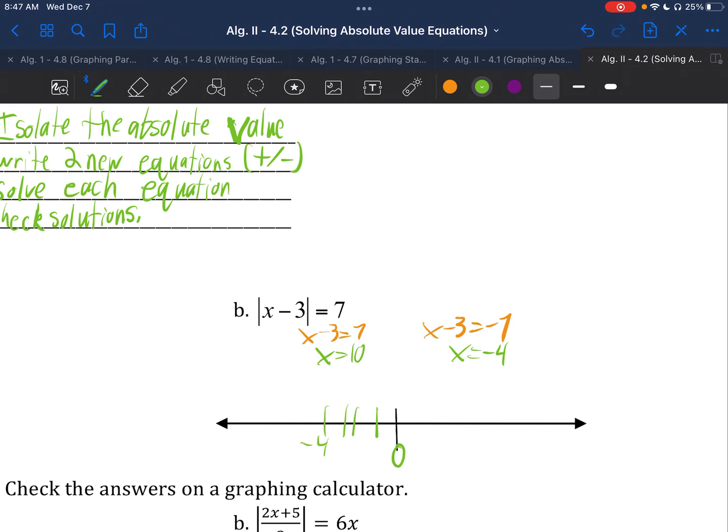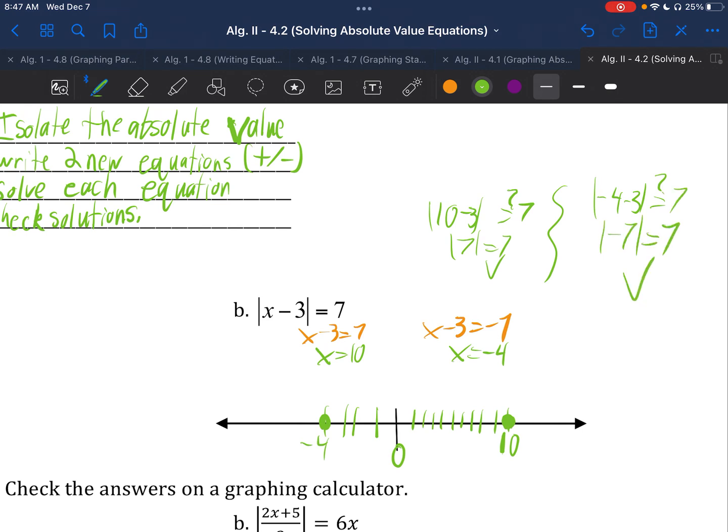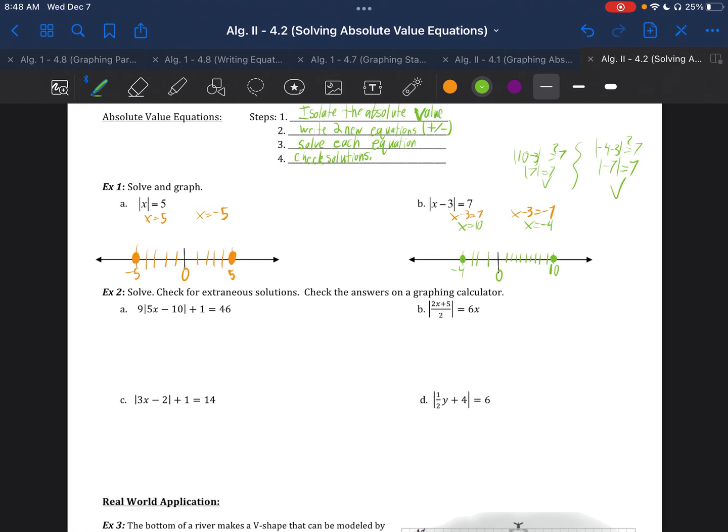So still assuming that this is 0, you would go 1, 2, 3, 4 to the left and make a closed circle because it's equal to it. And 1, 2, 3, 4, 5, 6, 7, 8, 9, 10 to the right and make a closed circle. And you want to check your solutions by saying, hey, 10 minus 3, does the absolute value of that equal 7? Yeah, the absolute value of 7 equals 7. And we say, okay, well, what about the absolute value of negative 4 minus 3? Does that equal 7? And that's the absolute value of negative 7, and negative 7 is 7 away from 0. So that checks out.